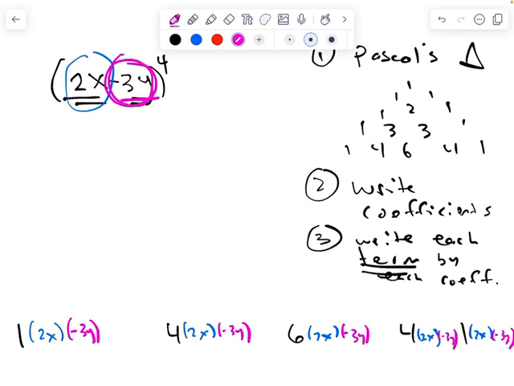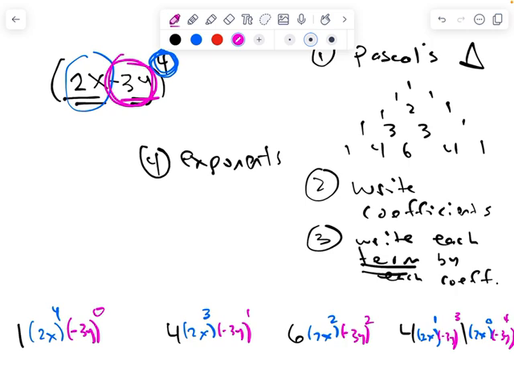Next one is we're going to do the exponents. And the exponents, we're going to count down from, we start with this guy, 4, 3, 2, 1, 0. And this one, we're going to go from 0, 1, 2, 3, 4. Now, if you add these up together, 4 and 0 make 4, 3 and 1 make 4, 2 and 2 make 4. So that's a little check on your system there.